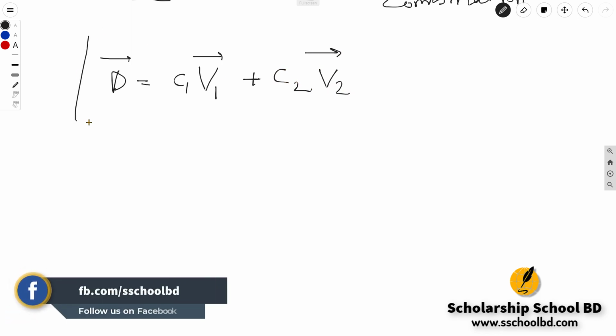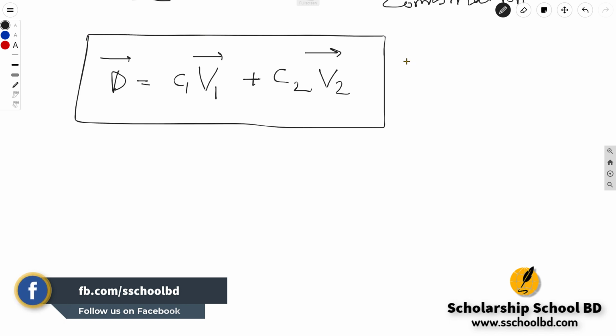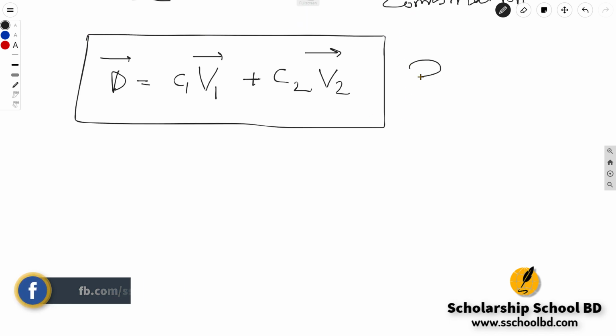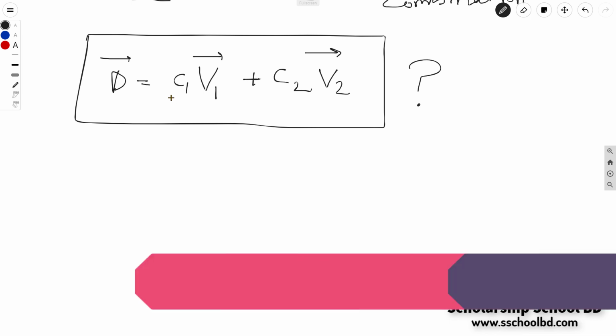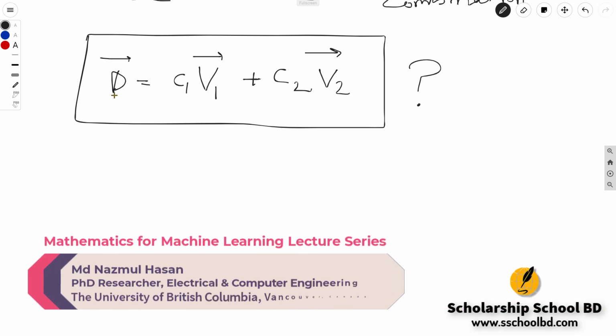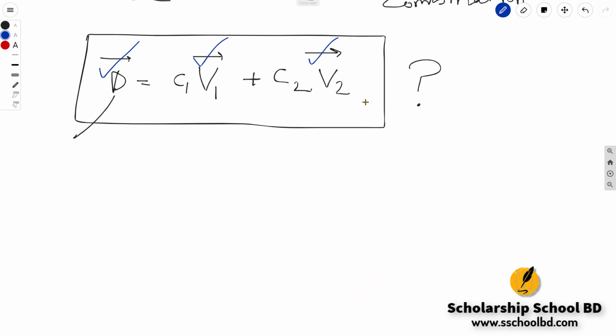Now, again, coming back to the original point, is there any way to find it? So only d is given. We have d value, we have v1 and v2. Everything is known. The only unknowns here are c1 and c2. If we can figure them out, then we can satisfy this equation and can express this d vector in terms of v1 and v2. And that is what we are going to do now.